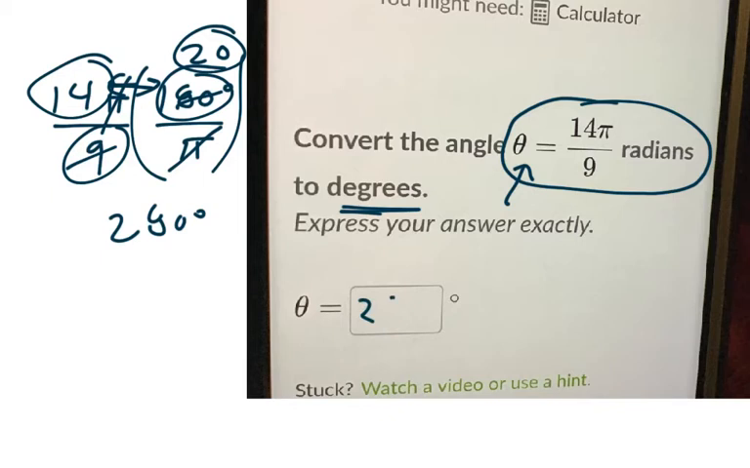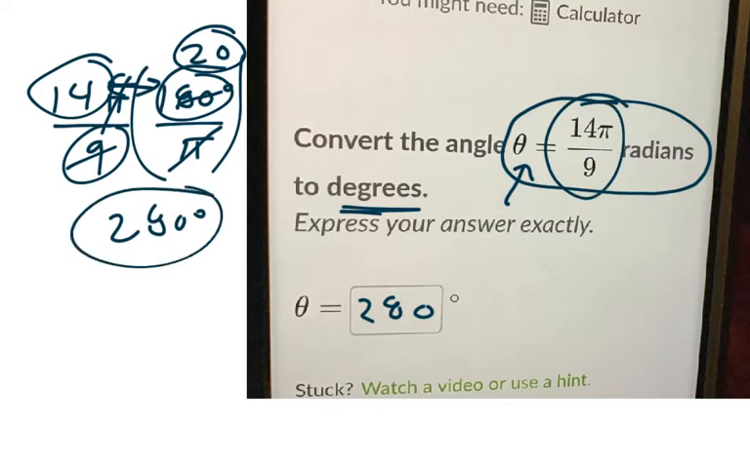So I type it in here, 280. I click check. I got it right. Pause the video if you need to. But what I just did was convert 14 pi over 9 radians, which is the same thing as 280 degrees.